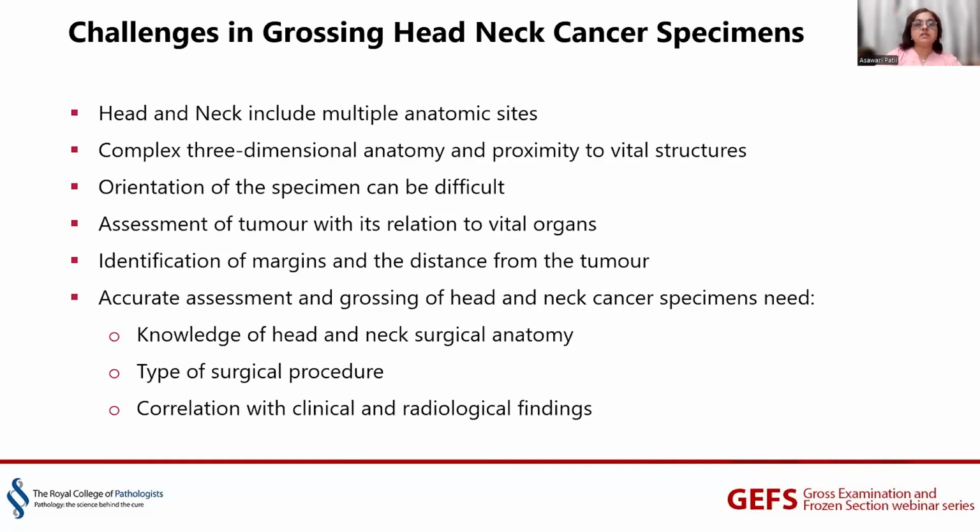Now, once we orient the specimen, assessment of the tumor in relation to vital organs is again sometimes difficult. We have to identify all the margins in the head and neck cancer specimen and measure the accurate distance from the tumor. All this information, accurate assessment and grossing, needs knowledge of head and neck surgical anatomy. We need to know what type of surgical procedure is performed and what specimen is on our grossing table. And we need to know the clinical and radiological findings, especially for tumors like those of the paranasal sinuses. We need to know exactly where the tumor is located and what structures it is invading.